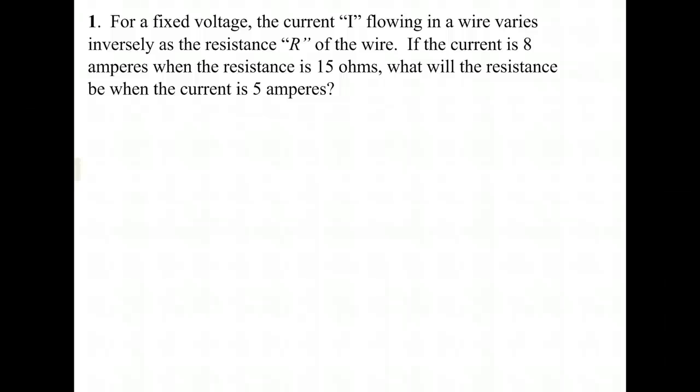All right, here's a key for the Chapter 8 quiz. Number one, for a fixed voltage, the current I flowing in a wire varies inversely as the resistance R. And there's a fixed voltage, which would be your K. So in that case, if it varies inversely as R, I is your current, and that's going to vary inversely as your resistance R, so that's going to be K divided by R.